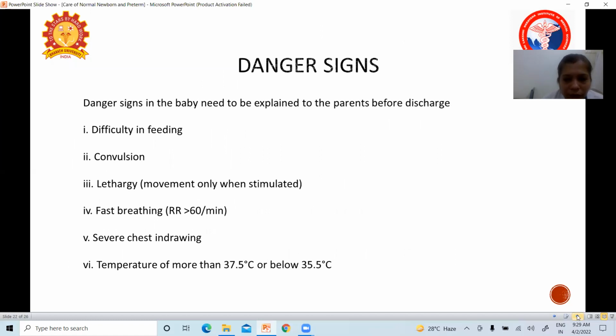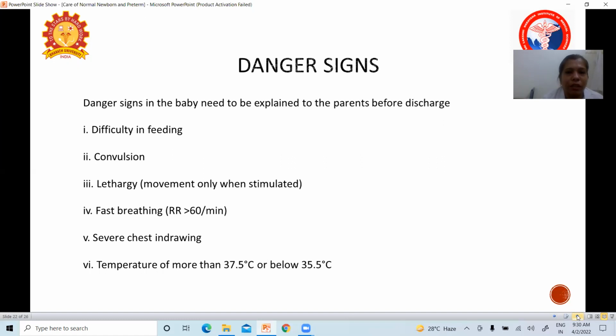Now, what are the danger signs? Danger signs in the baby that should be explained to the mother and or the parents before discharge. If there is any difficulty in feeding, if there is any abnormal body movements, if there is poor activity, fast breathing, respiratory rate more than 60, labored breathing, chest indrawing, hypothermia or hyperthermia, temperature less than 35.5 or more than 37.5. All these things, family members should be vigilant.